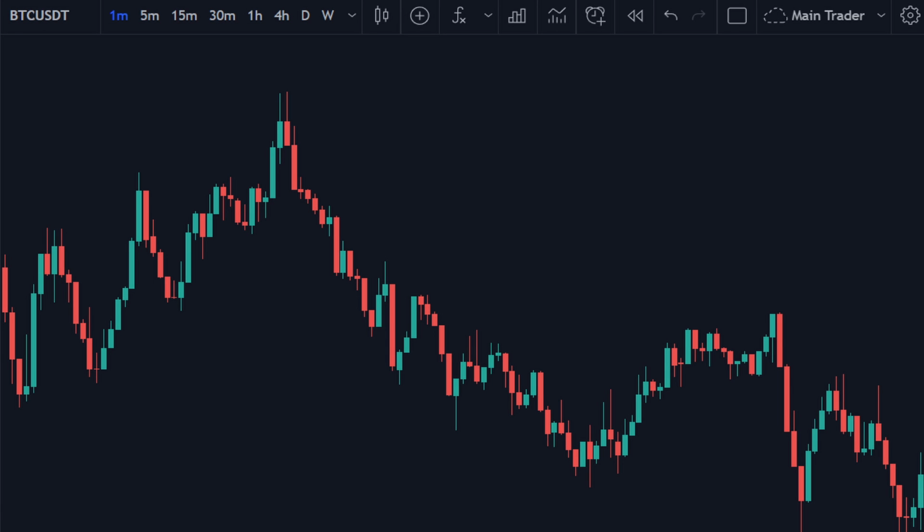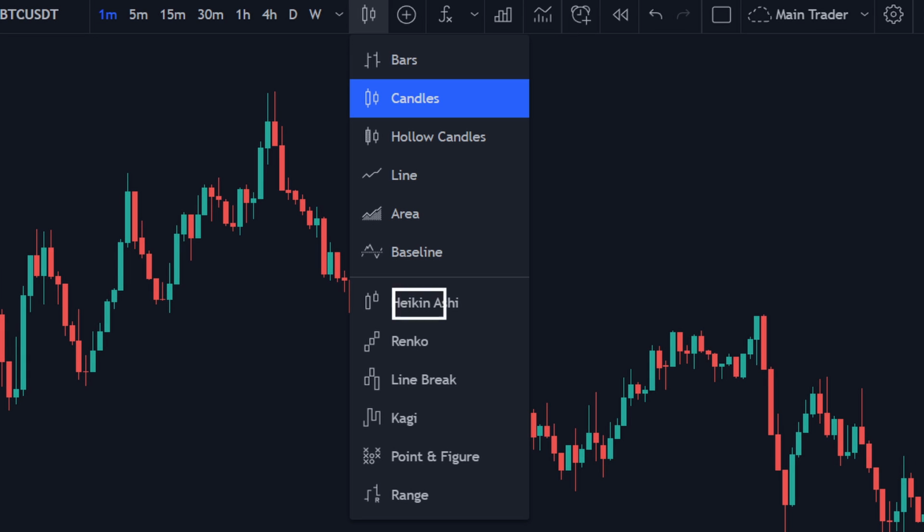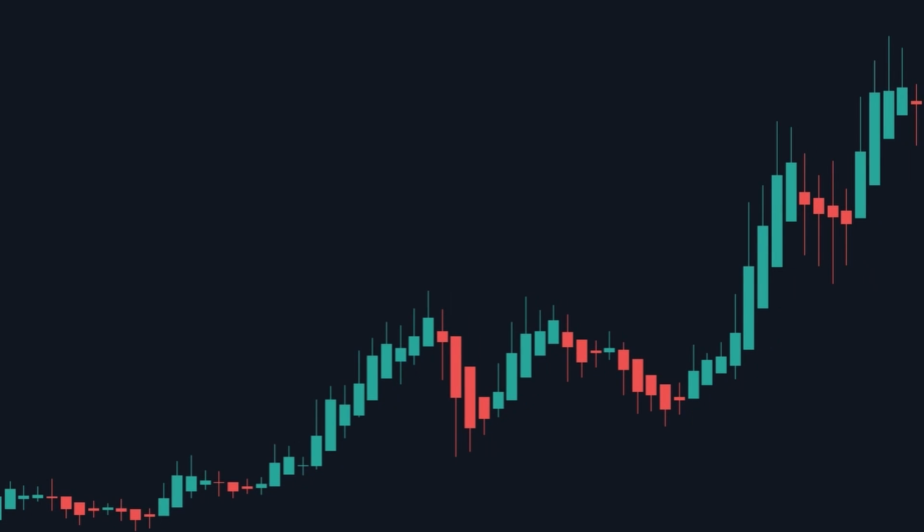In this strategy, first we will need to set up our trading chart to Heiken Ashi. If you use TradingView, please follow me to set the Heiken Ashi chart. First, select this candle icon at the top of the panel. Then select the Heiken Ashi. Now make sure your chart looks like this.